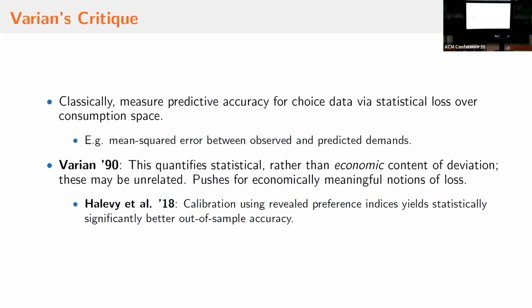And it turns out that there's actually something to this critique. There's a gorgeous paper by Yoram Halevy and his co-authors in the JPE in 2018 that actually did the experiment and said, what if we calibrate some decision theoretic models using revealed preference indices and look at how well they predict out of sample? And what if we calibrate some models using mean squared error between predicted and observed demands, and then see how well those predict? And you actually end up predicting statistically significantly better out of sample when you follow the Varian approach. So there's something to this.